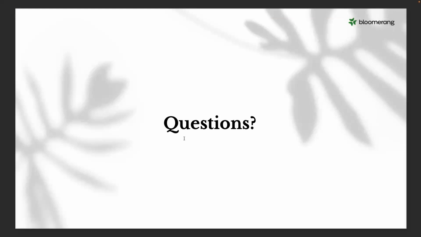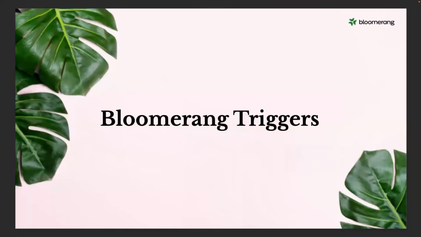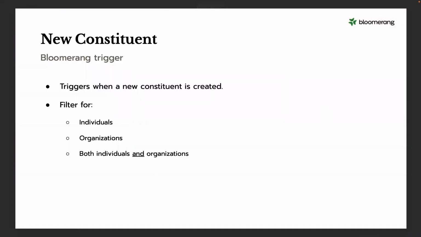Let's go ahead and walk through the functionality and the setup of each Bloomerang trigger. So new constituent is fairly straightforward. It's exactly what it sounds like. It's going to trigger a Zap to run each time a new constituent is created in Bloomerang. And so this trigger allows you as the user to define whether the Zap should run when an individual is created, an organization is created, or both individuals and organizations are created.